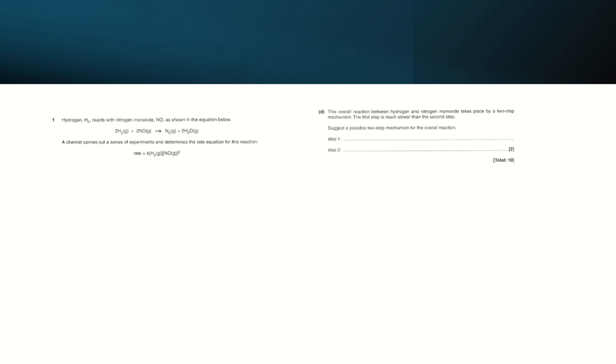Okay, so we're going to go through a series of past paper questions here. Hopefully, most of them you will find fairly straightforward at this point. So again, pause the video, do them. If you can't do them, switch the video back on again and I will talk you through them. So here we have the balanced symbol equation. Here we have the rate equation. We've been asked to put forward a 2-step mechanism for that.